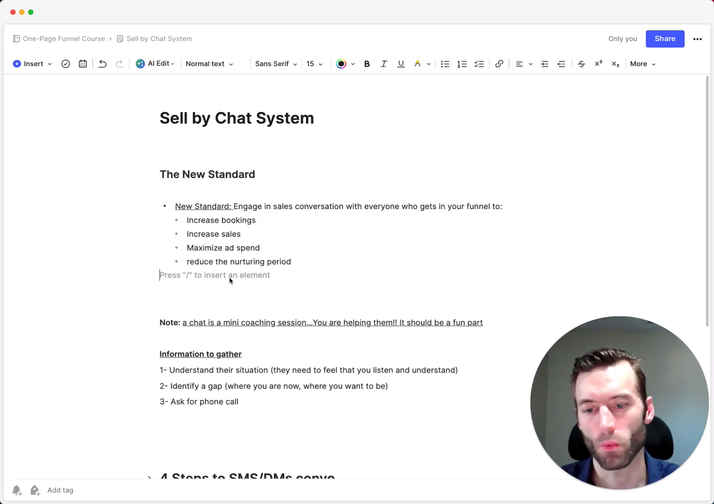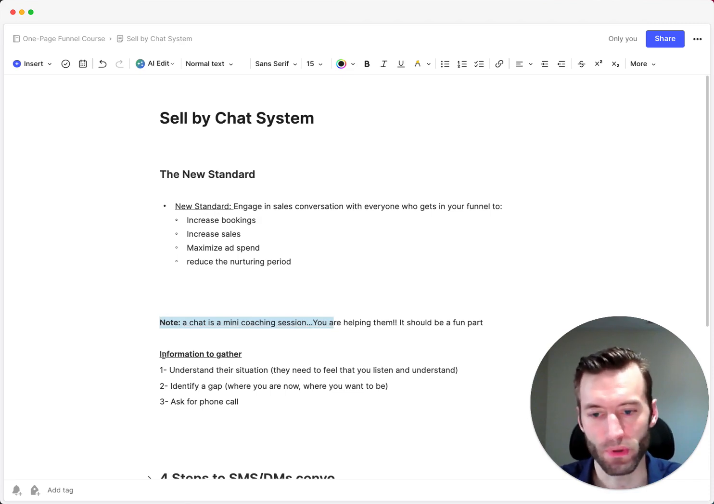So the way you should see it is every time someone goes into your funnel, you should engage with them, and it should be kind of a mini coaching session. You're supposed to help them. You're supposed to ask them what their problem is, how you can help them, and try to book a call with them so you can essentially give some value in exchange, but also sell your offering. And the way you're going to do that is by gathering some information.